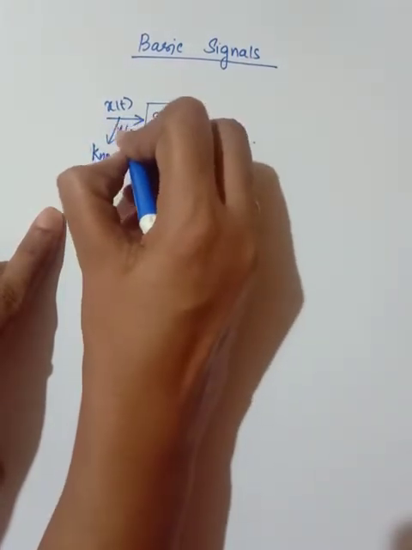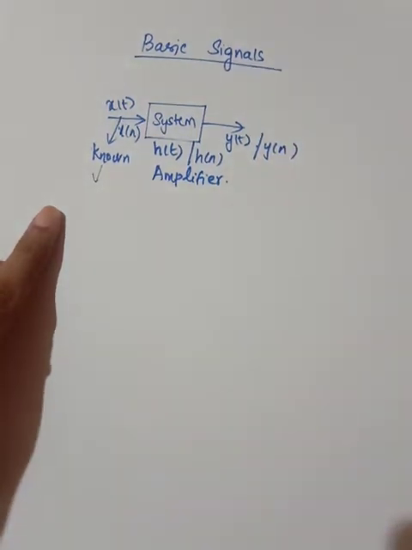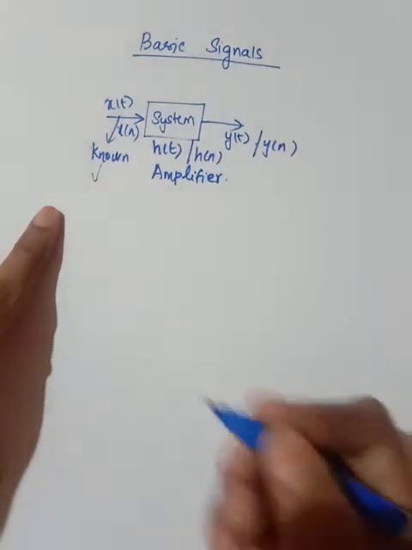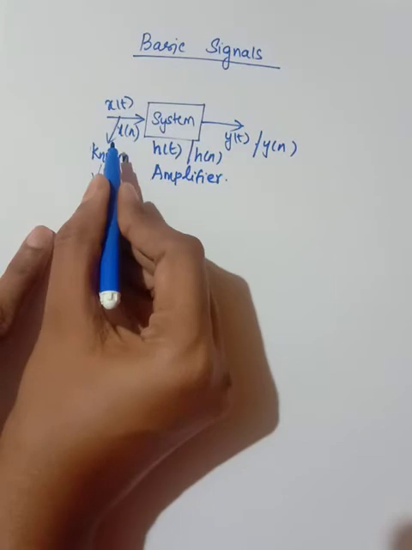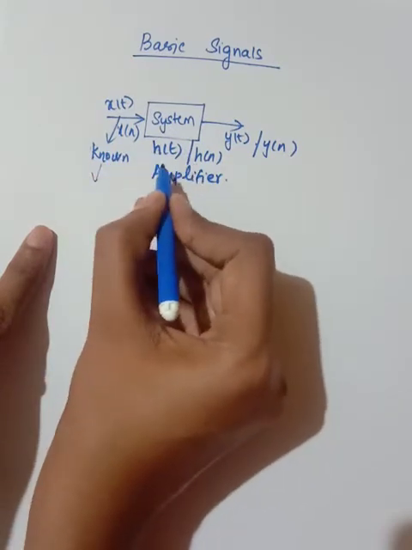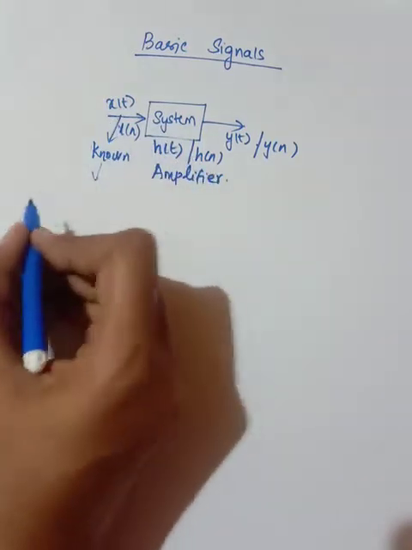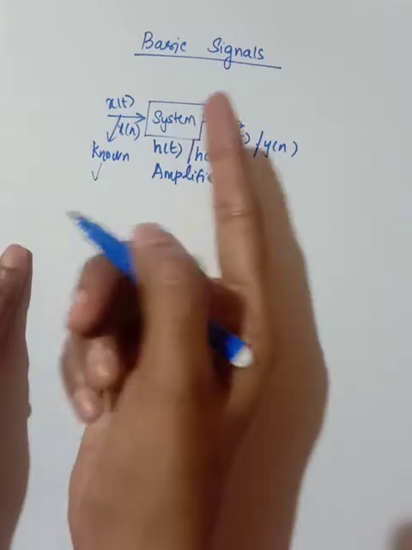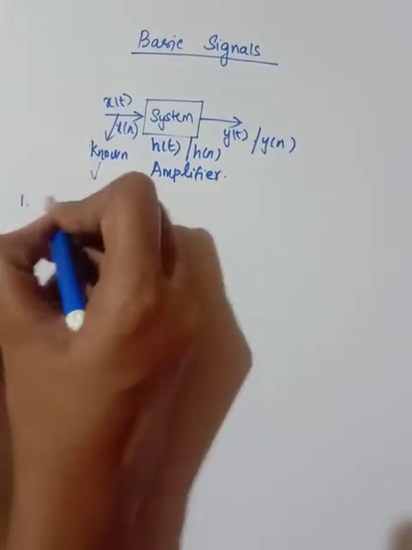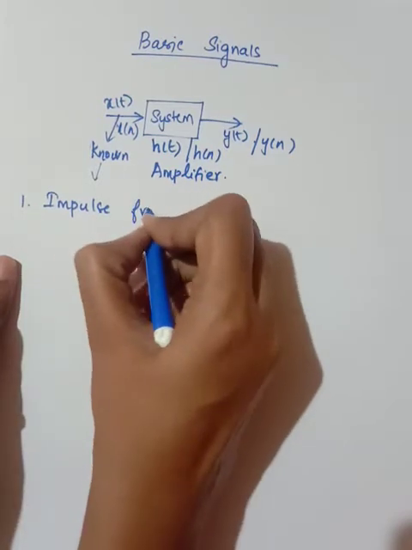The input may be a continuous time input or a discrete time input. The output may be continuous time or discrete time. Whatever the type of system, whether continuous or discrete, you can test the properties of both signals and systems by using these known basic signals. So for this purpose we are going to study these basic signals. The first one is the impulse function.